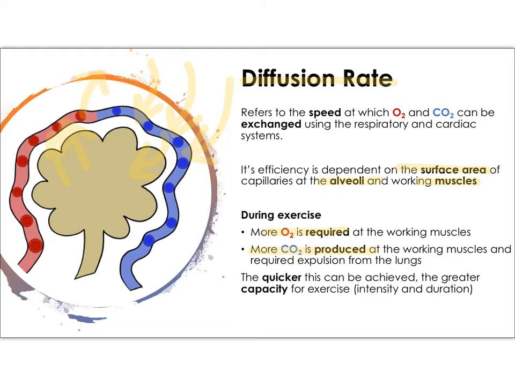If we can exchange these two gases quickly, it has a big impact on our capacity for exercise. Meaning if you have an efficient and effective diffusion rate, a fast diffusion rate, we can work at higher intensities for longer, so we could probably be more successful in our sport, and we can work at higher rates. Oh, I said that for longer, so the duration we can work out for longer.